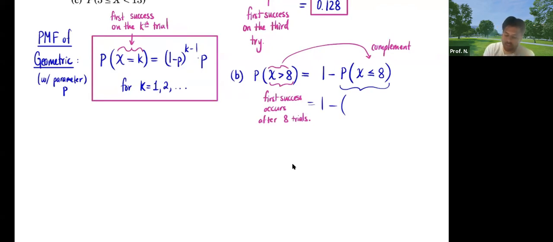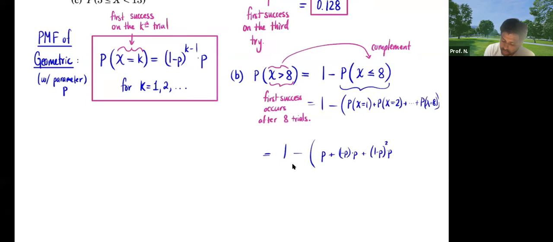So the idea is that I'm calculating the probability that x equals not 0, but 1, plus the probability that x equals 2, plus all the way to the probability that x equals 8. Which is p plus (1 minus p) times p plus (1 minus p) squared times p all the way to (1 minus p) to the 7th times p.